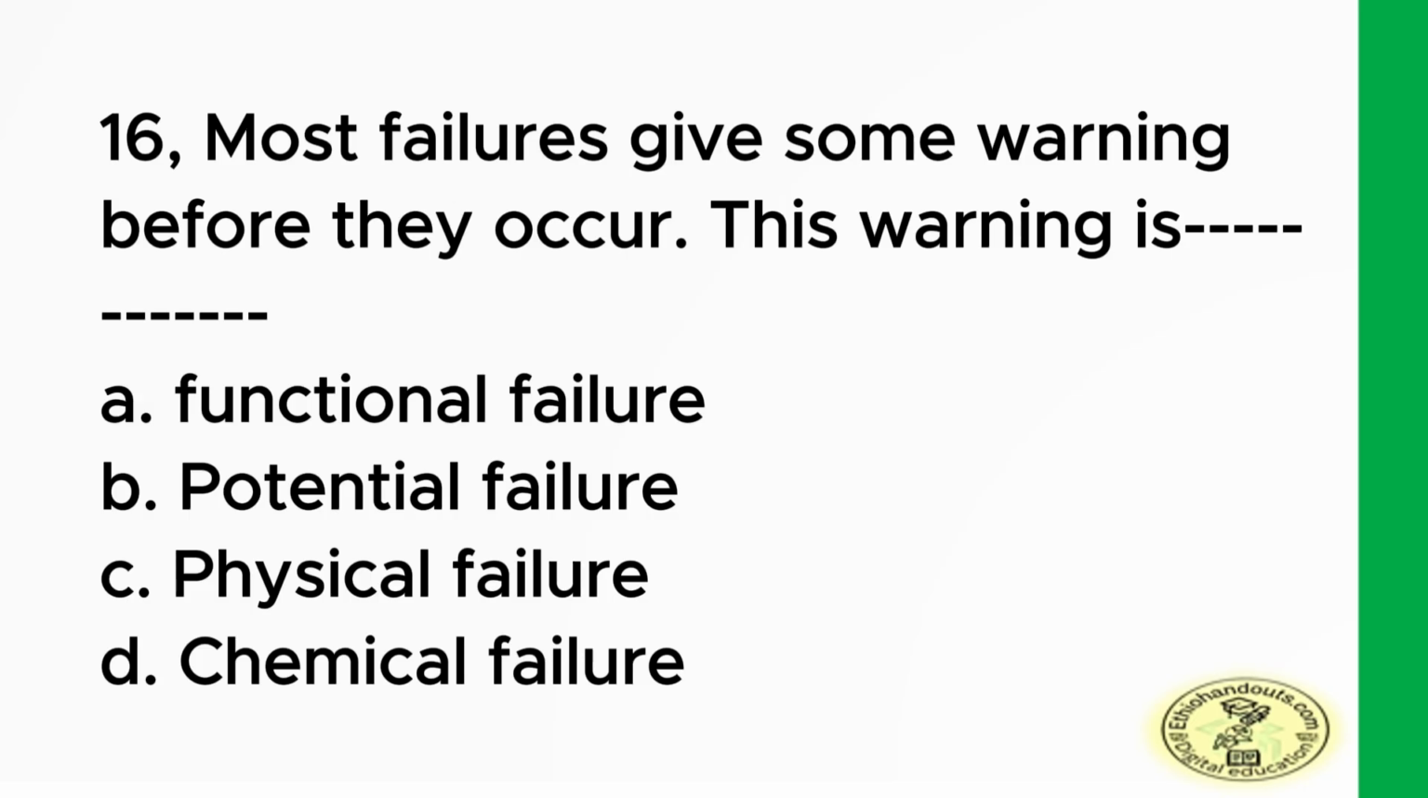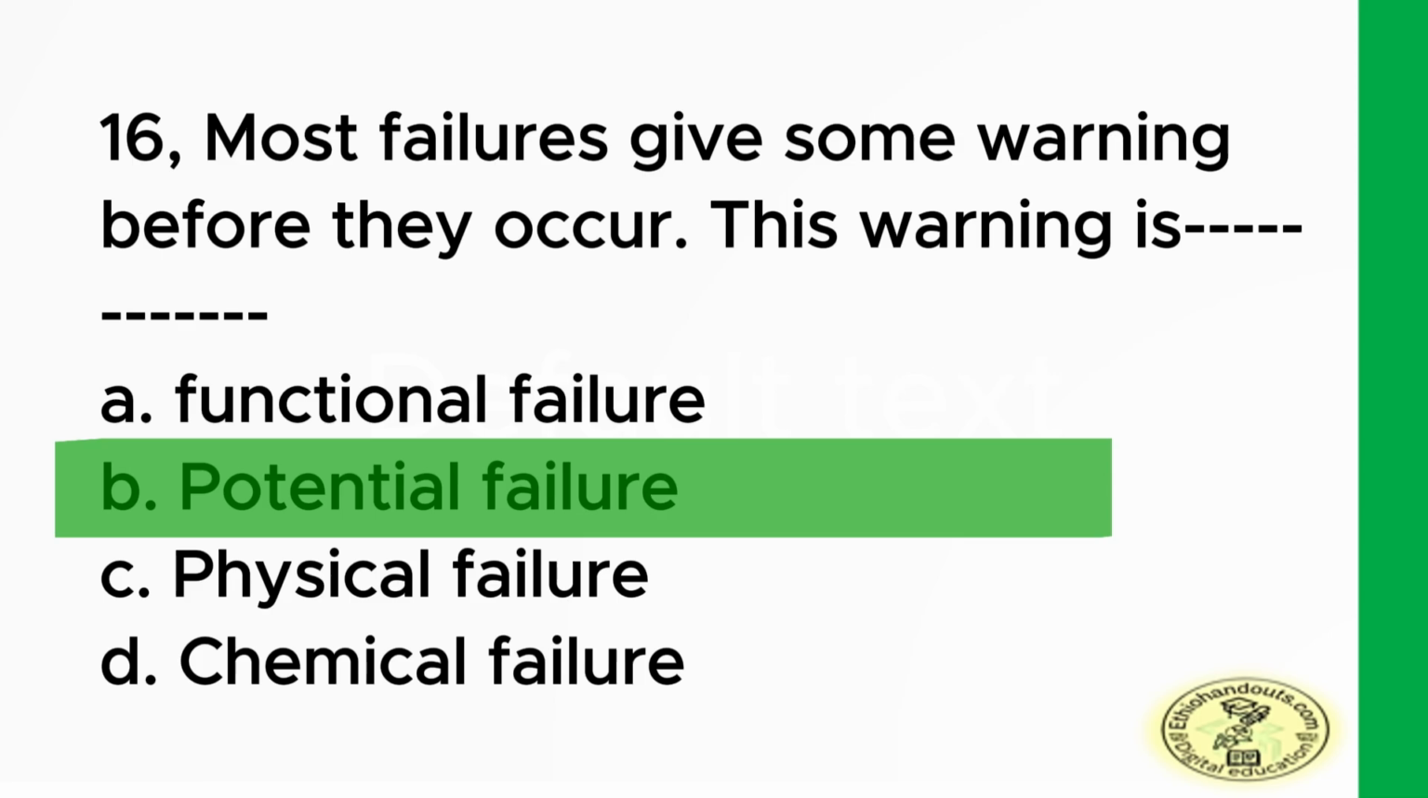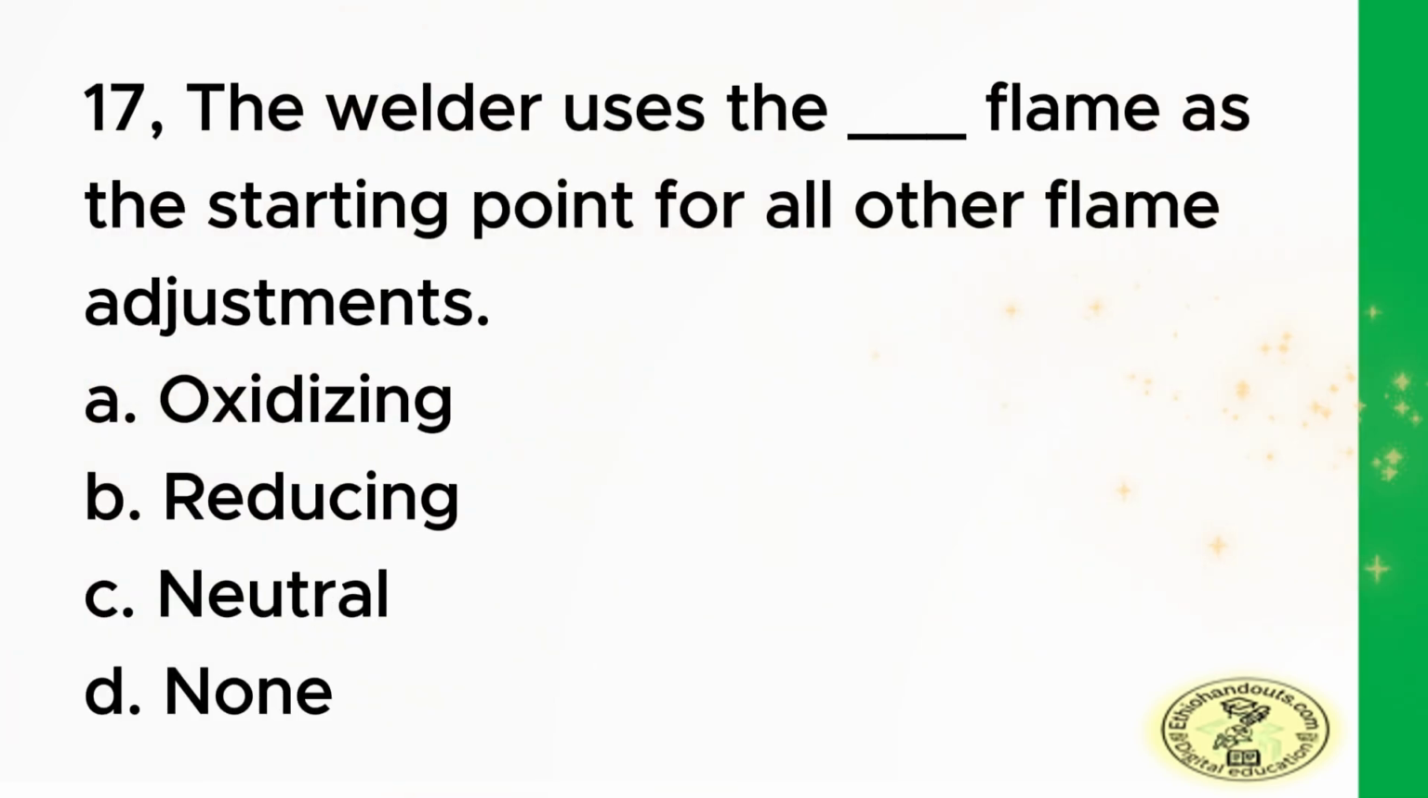This warning is A. Functional failure. B. Potential failure. C. Physical failure. D. Chemical failure. The correct answer is B. Potential failure. 17. The welder uses the flame as the starting point for all other flame adjustments.